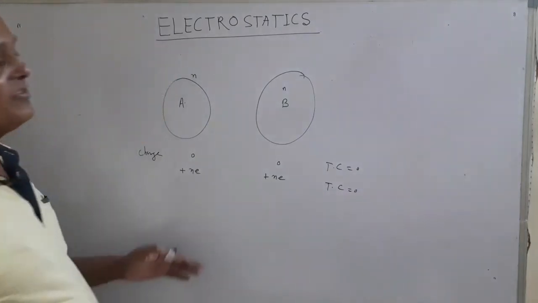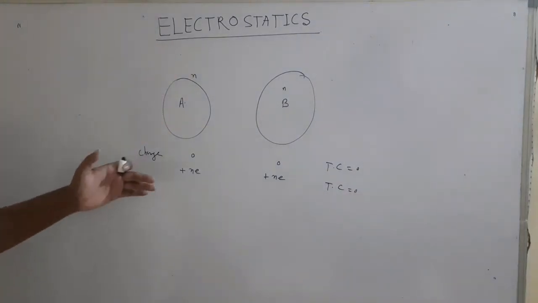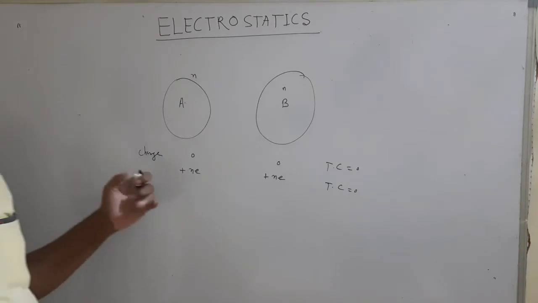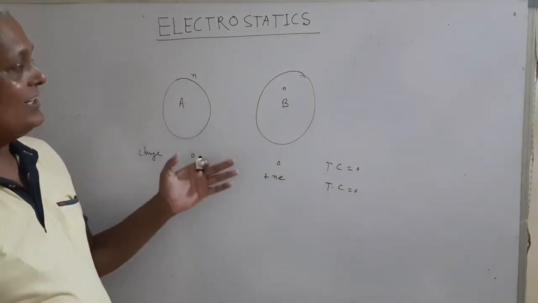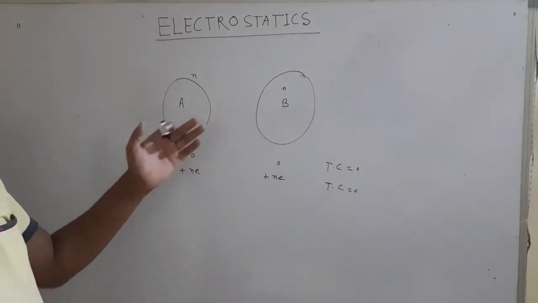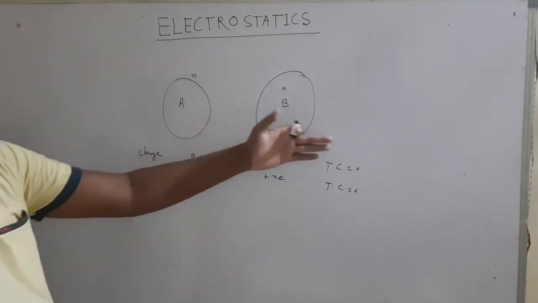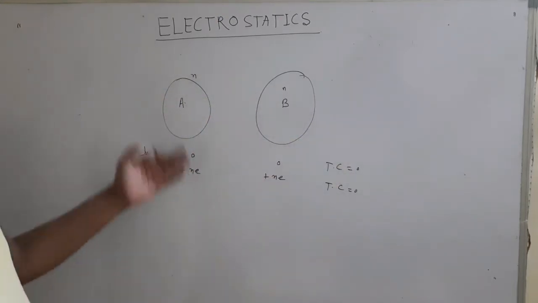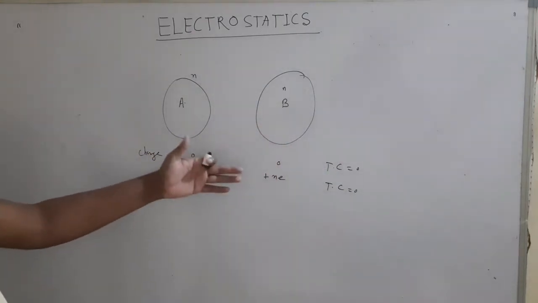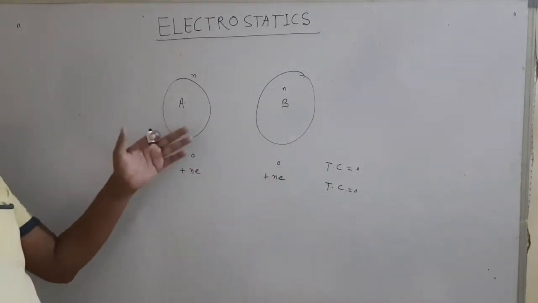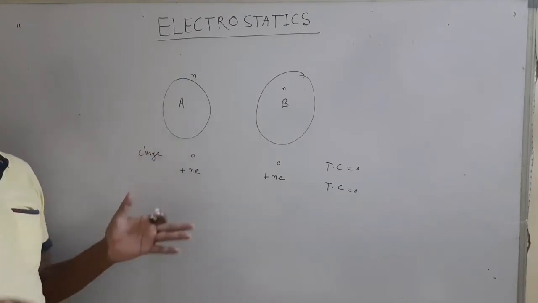This is called the law of conservation of charge, and it says that charges are neither created nor destroyed, they are only transferred from one body to another. So here you see that the total charge before the transfer of electrons is 0, and the total charge after the transfer of electrons is also 0, so total charge is conserved.